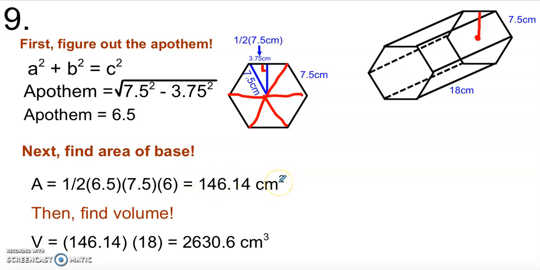centimeters squared. And then to find the volume, just take that number, because the volume of a prism is the area of the base times height. So just take this number times our height of 18, and you get a volume of 2,630.6 cubic centimeters. Hopefully that helped explain the problem.